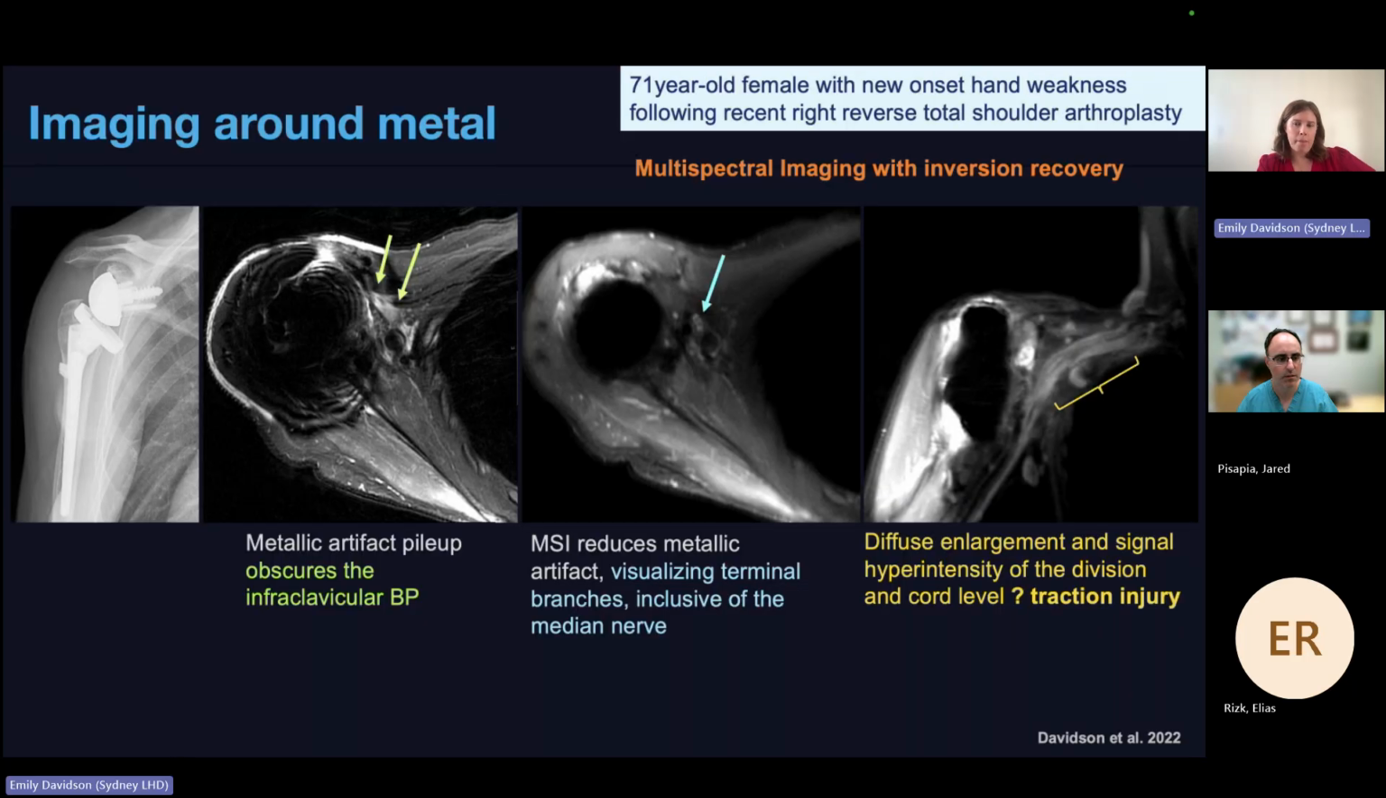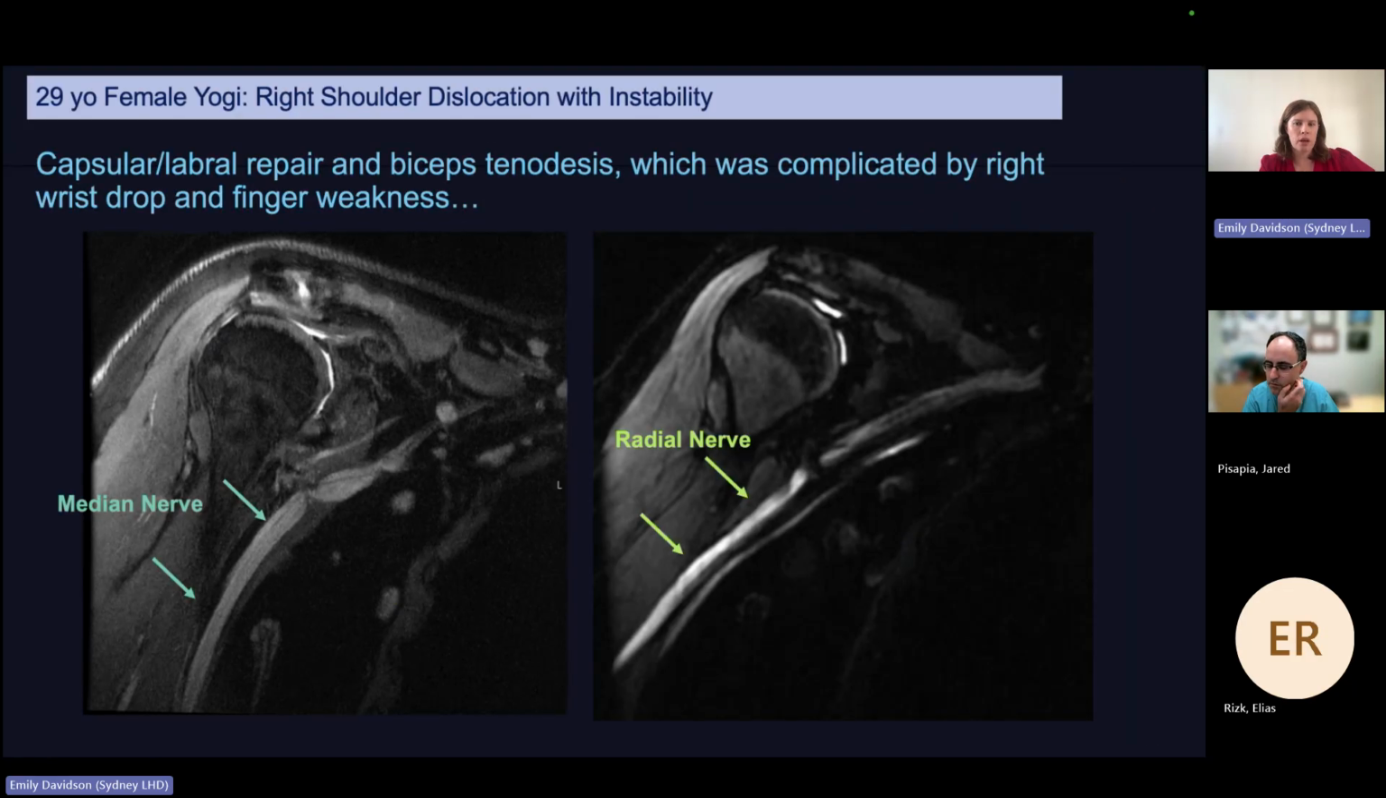We can also image around metal. In this case, there was concern that the nerve had been incorporated in this recent reverse total shoulder arthroplasty. When we use special techniques to suppress the magnetic susceptibility artifact that forms, we can see that the nerve is actually clear, but instead there's probably a traction neuropraxic injury of the mid portion of the plexus, division to cord level. So it's probably occurred during the surgery.